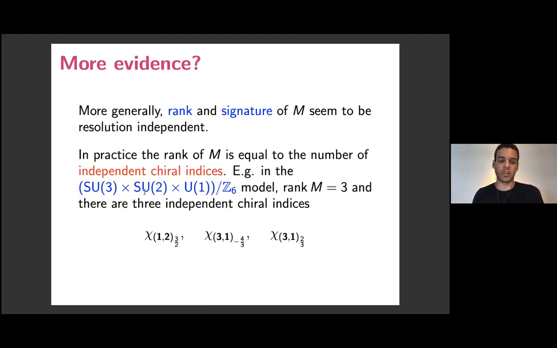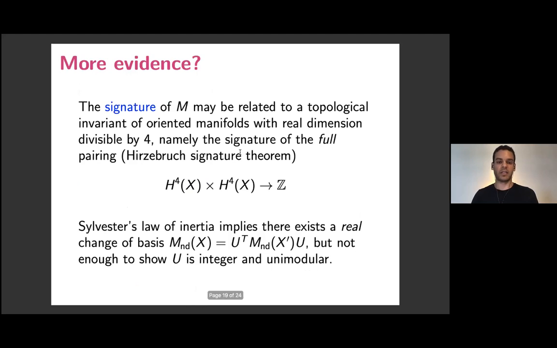The rank of M is equal to the number of independent chiral indices. So for example, in the standard model construction, there's 3 independent ones. And the signature is perhaps a little bit less understood physically, but possibly may be related to a topological invariant of oriented manifolds with real dimension divisible by 4. There are some interesting mathematical results on this kind of invariant related to the Hirzebruch signature theorem. But this unfortunately isn't enough to show that U is an integer change of basis, only that there exists a real change of basis between these intersection pairings.